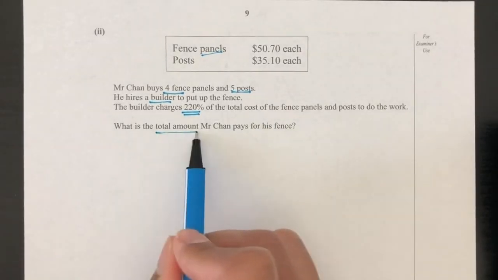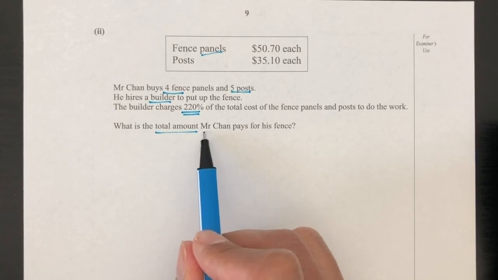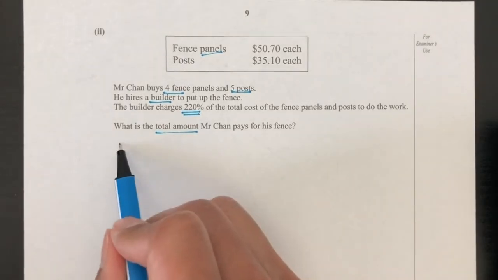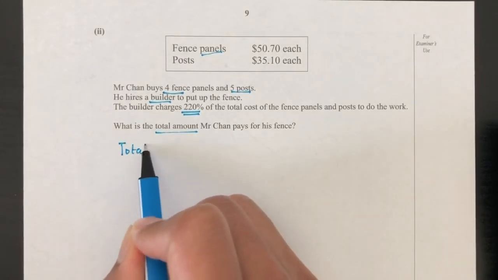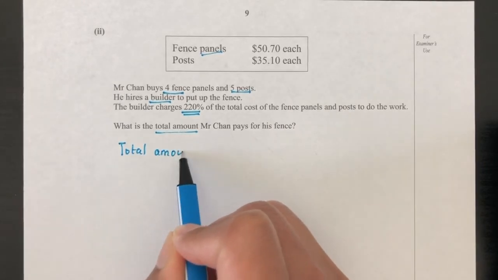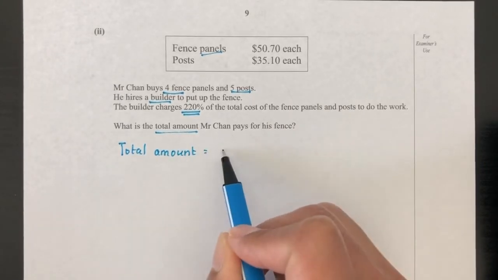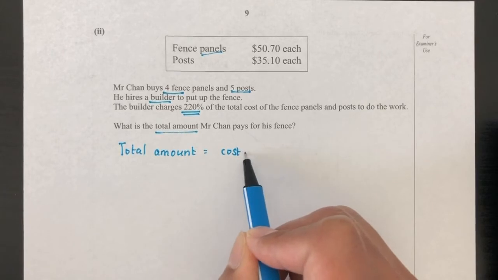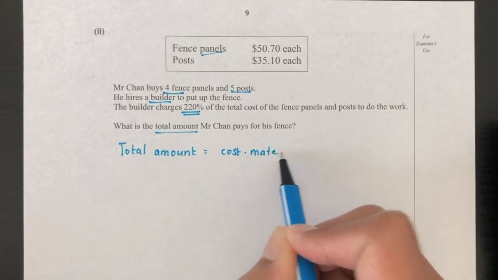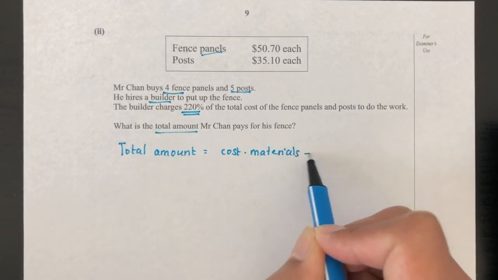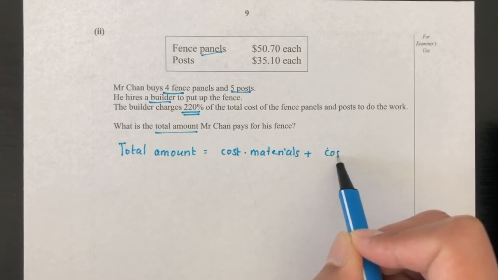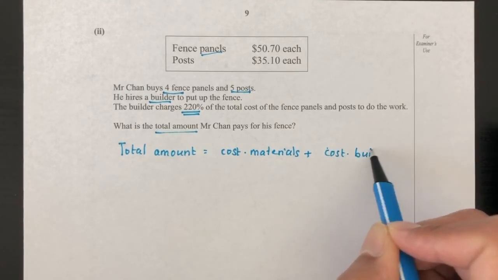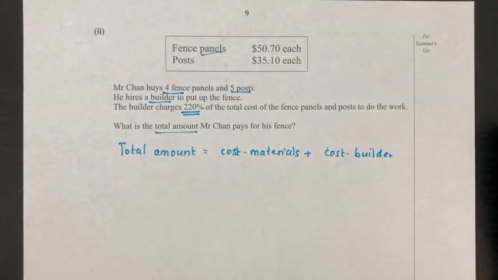What is the total amount that Mr. Chang pays for his fence? So you know that total amount will be the cost of materials plus the cost of builder. So let's find one by one.